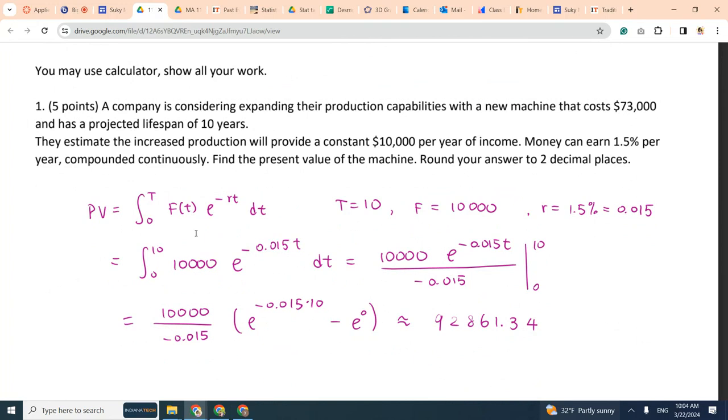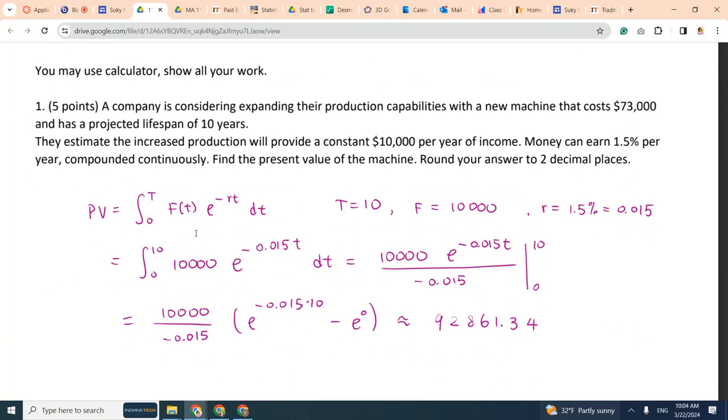Okay? And when you integrate, 10,000 stays here, and the integral of e to the ax is e to the ax over a. Right? That's why we divided by negative 0.015. And we evaluate from 0 to 10. It means we plug in t is 10 first, subtract, we plug in t is 0. And we know e to the 0 is 1. So if you type this in your calculator, you'll get 92,861 and 34 cents. Okay?